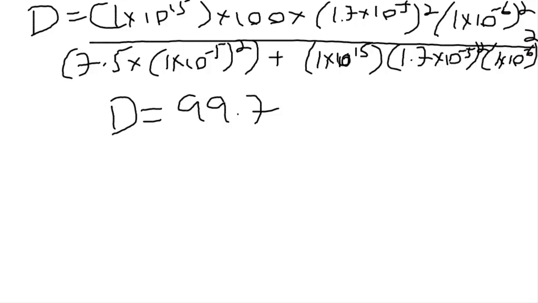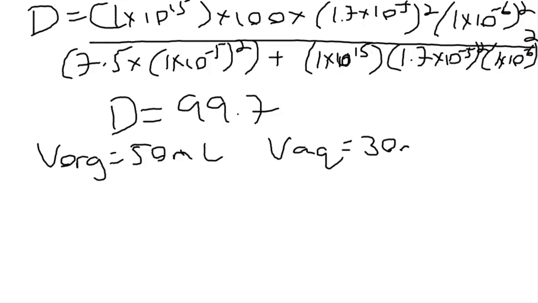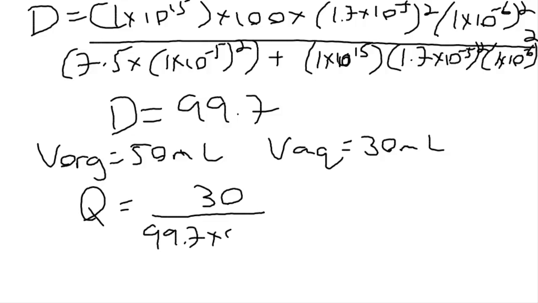Once we have that, we can just put it into our same equation again. So we need to know volumes if we want to know the extraction efficiency. So we'll use the same volumes. Volume of organic is 50 mL. The volume of the aqueous phase is 30 mL. So Q for just a single extraction is going to be 30 over a value of D, which is 99.7, times 50, and then we'll add that to 30.